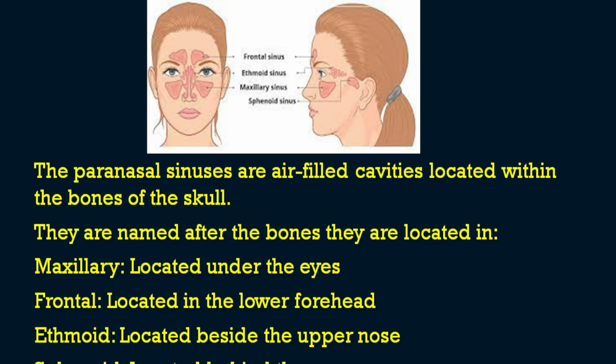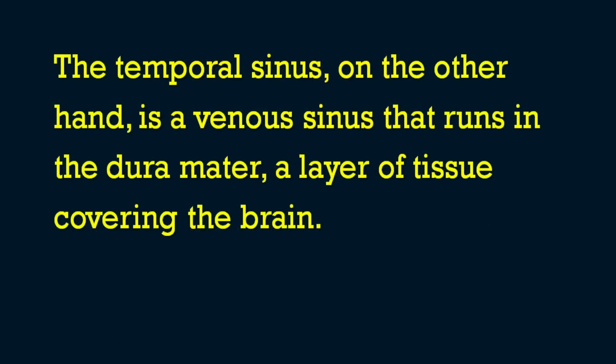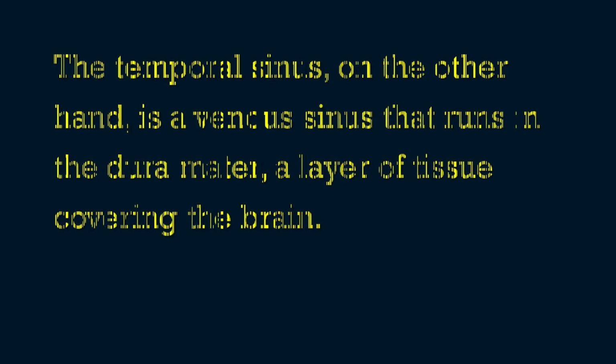Then in the question I have given another sinus, that is the temporal sinus. The temporal sinus, on the other hand, is a venous sinus that runs in the dura mater, a layer of tissue covering the brain. From the dura mater some venous drainage happens through a sinus known as the temporal sinus, and this is not at all related to the paranasal sinuses. So to confuse you, this question has been given. That's all regarding that question.